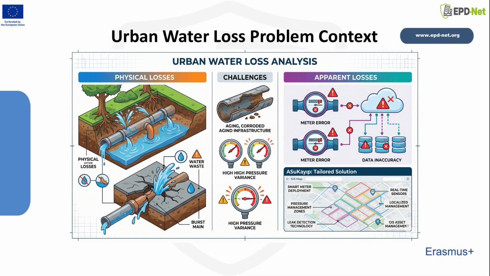Water loss behavior is highly dependent on local network characteristics, operational practices, and data availability. Case-based solutions, such as the Ecological project, provide valuable insight into how tailored approaches can address real-world conditions more effectively.